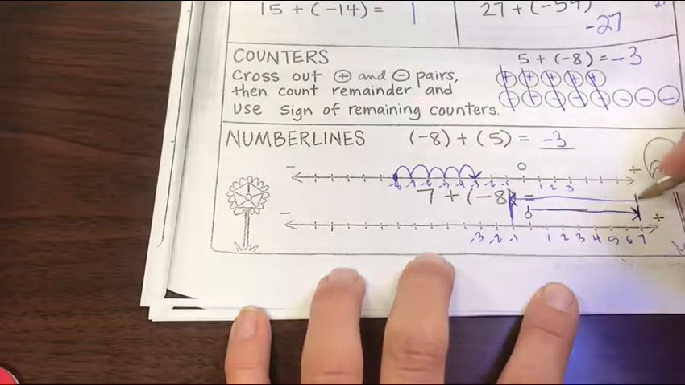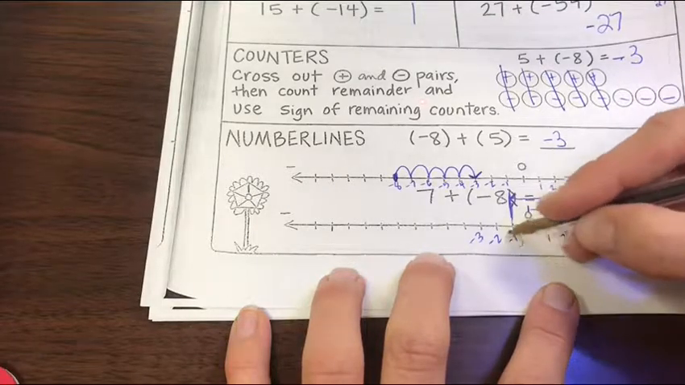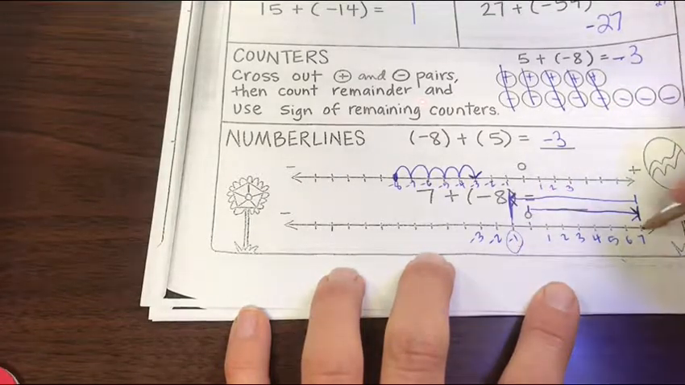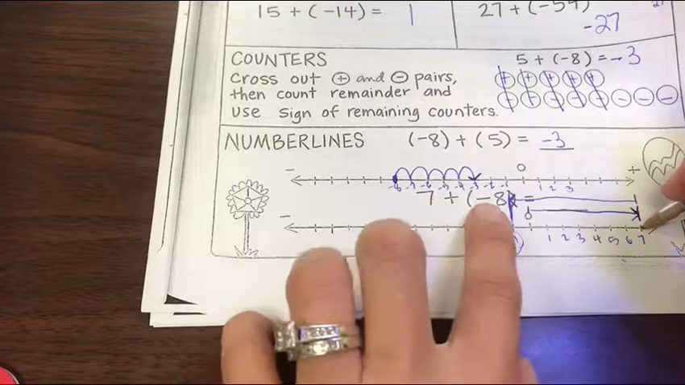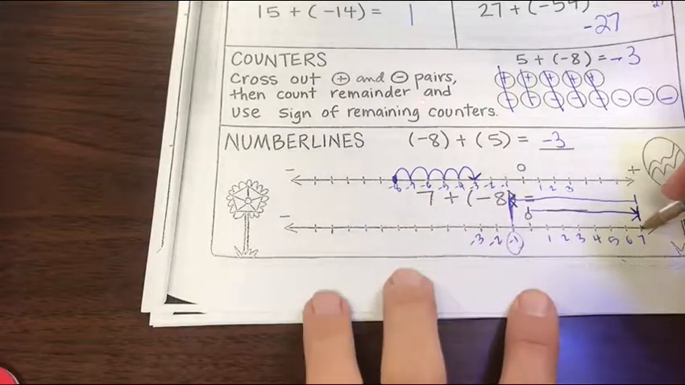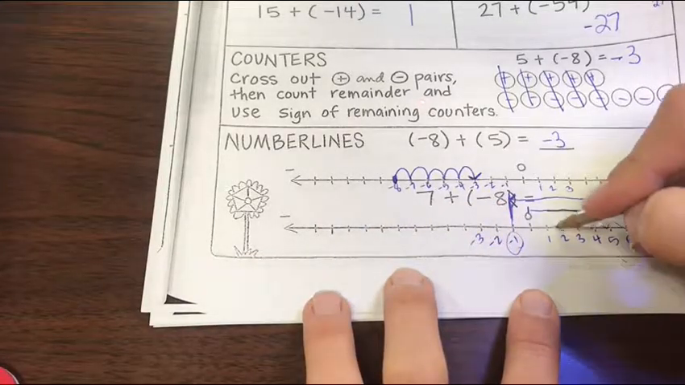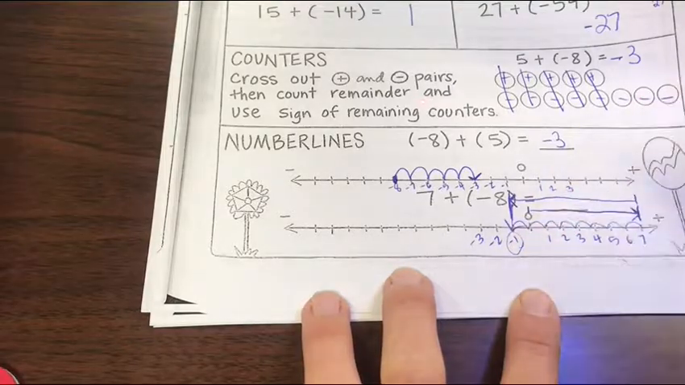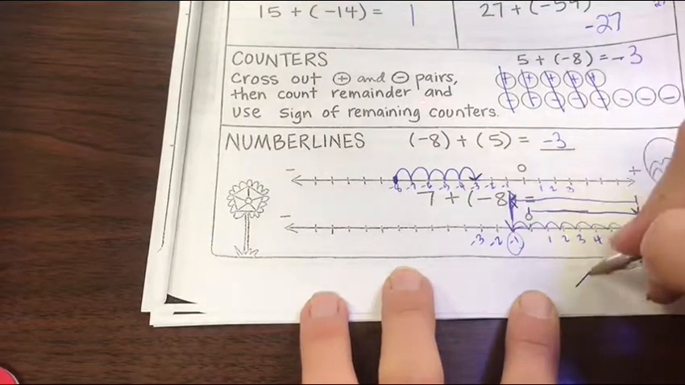So they moved 7, then 8 left, and they ended at -1. It's the same thing as starting at 7 and moving 8 to the left since it's negative. 1, 2, 3, 4, 5, 6, 7, 8. So my answer is going to be -1.